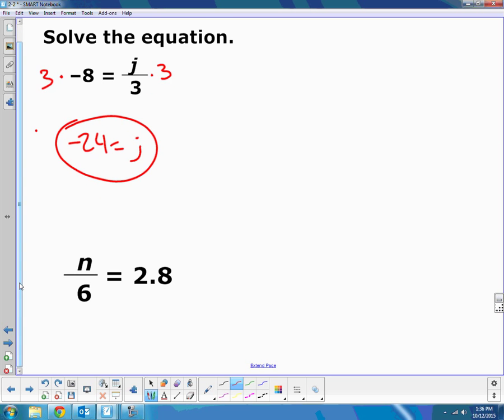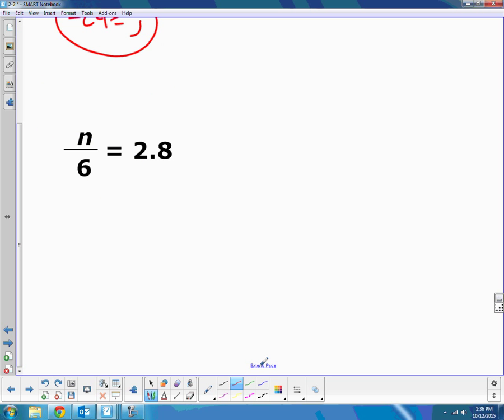Same idea for the bottom one here. It's n divided by 6 equals 2.8. The inverse operation, opposite of divide, is to multiply. So I multiply both sides times 6. Now, some of you can do this in your head. Some of you are going to want to write it down. I'm going to write it down.